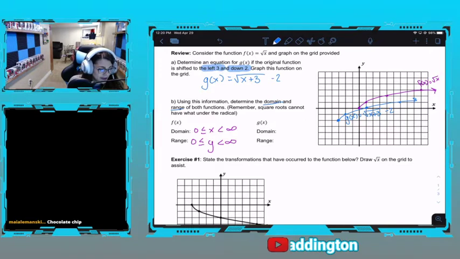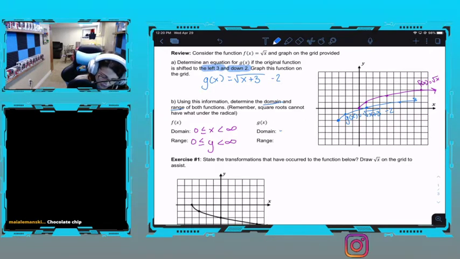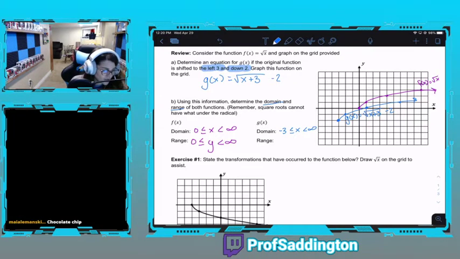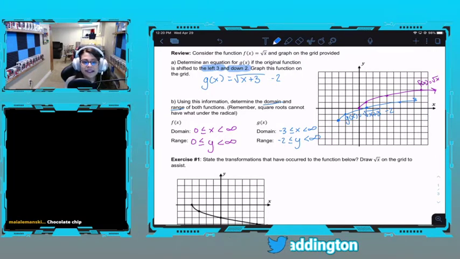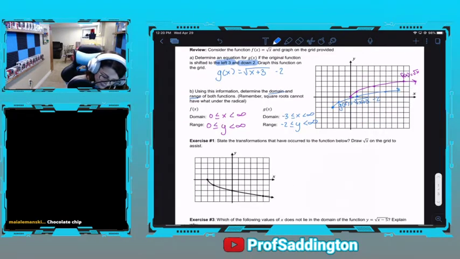For our domain, looks like the most left we're going is -3. And we're still going off into infinity. And then the range, the lowest we go is -2. And we're still going off into infinity. Okay.